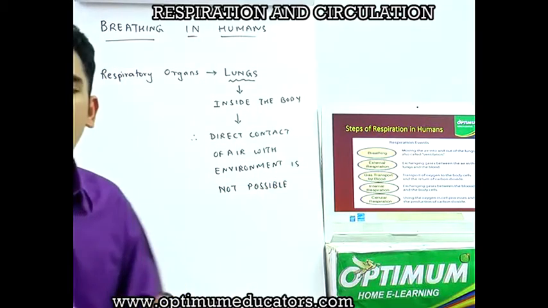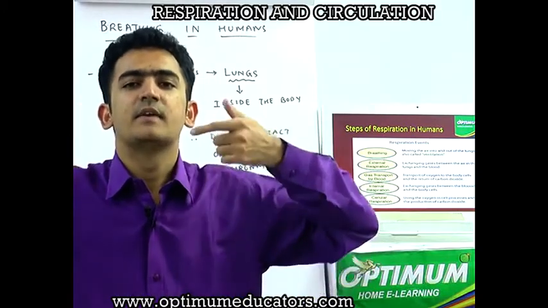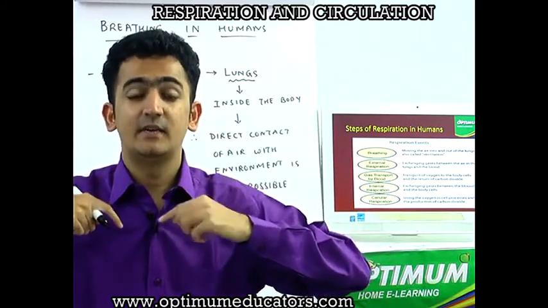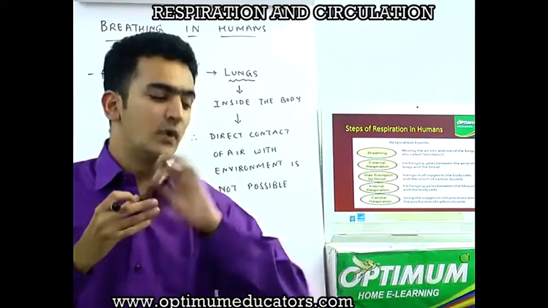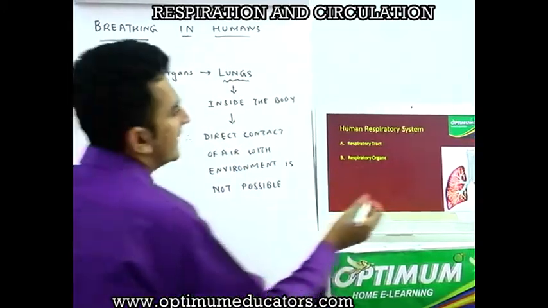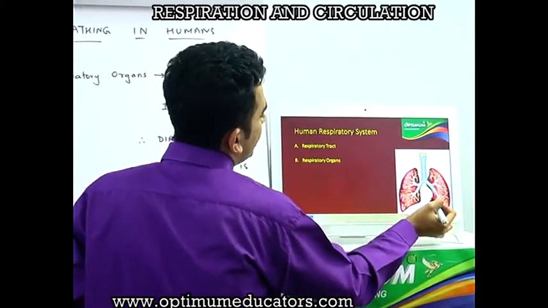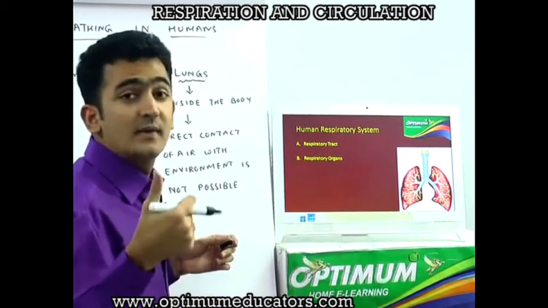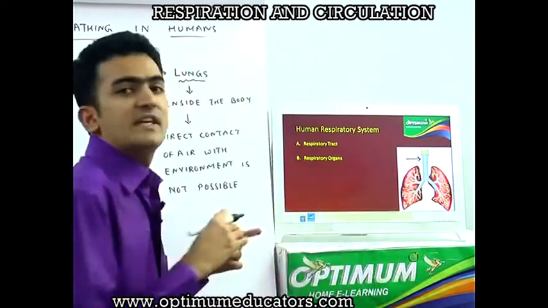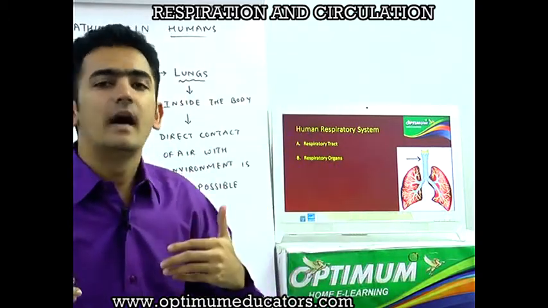And therefore, for the air to reach the lungs, we need a pathway. If you are following my actions, you are understanding that I am trying to tell you that if these are the lungs which are inside the body, alone they cannot be enough. We also need this, which acts like a pathway to carry the air up till the lungs.